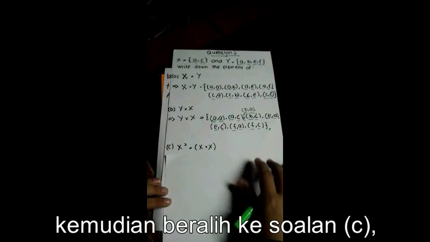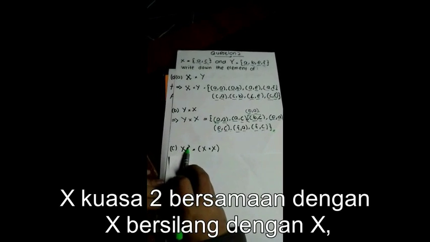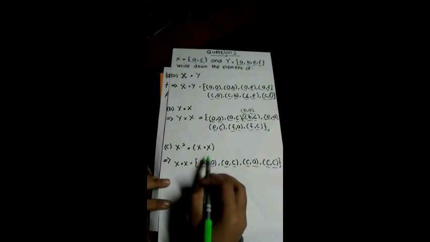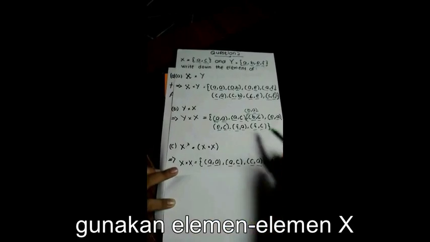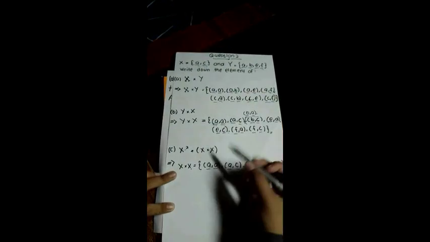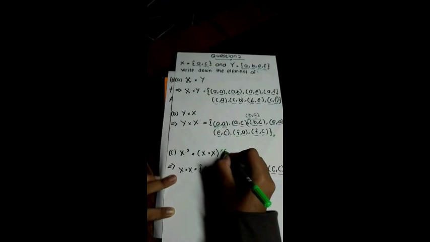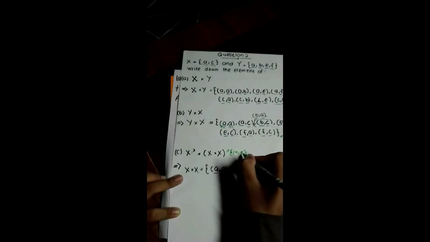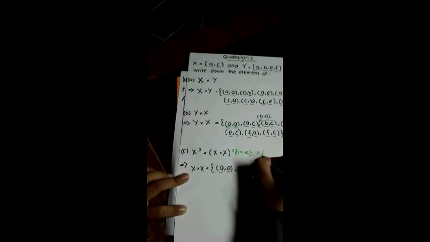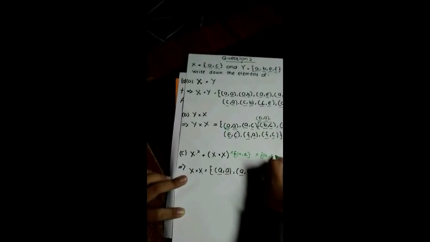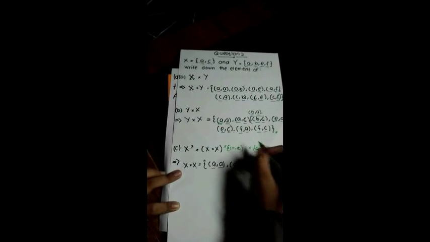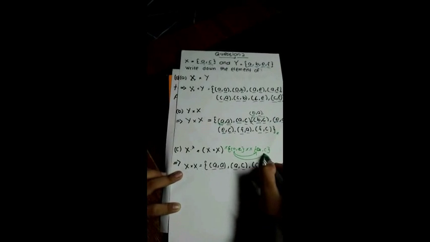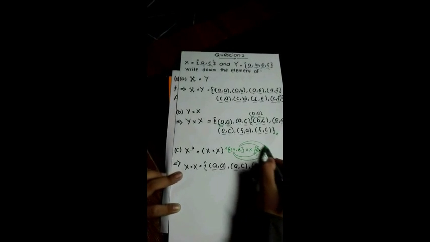And move to C. X squared. X squared equal to X cross X. X cross X, which we just take the element X, which is A, then X, A, C, and X, A, C. Oh, sorry, my mistake. Okay, so A, A, AC, CA, CC.